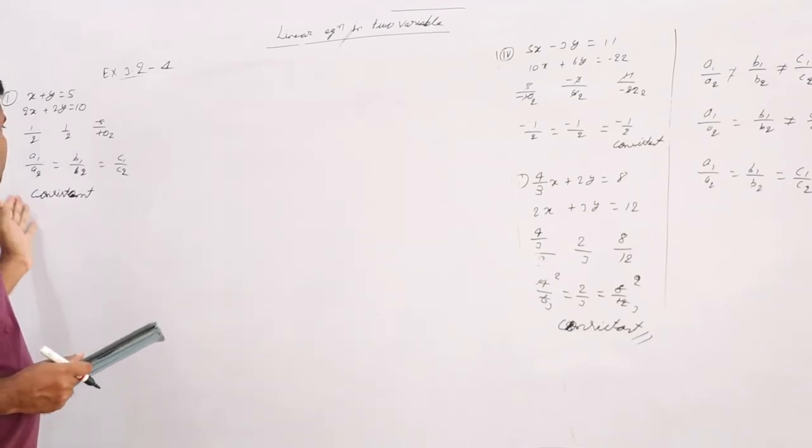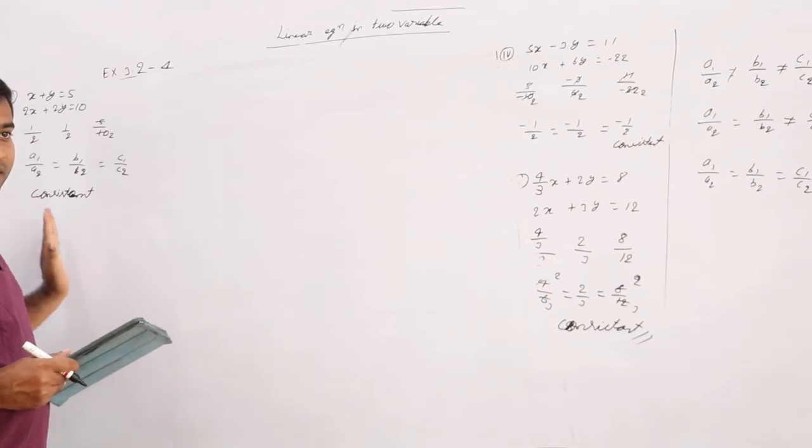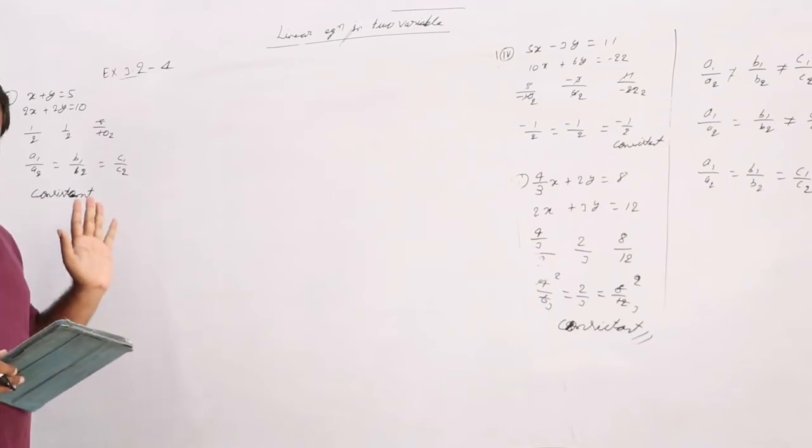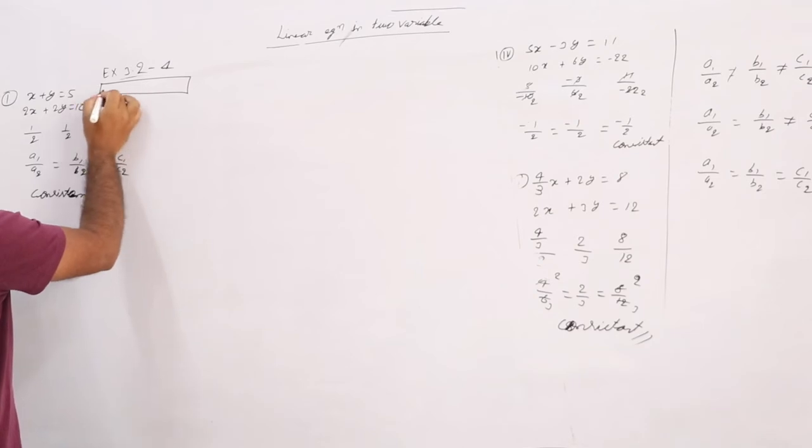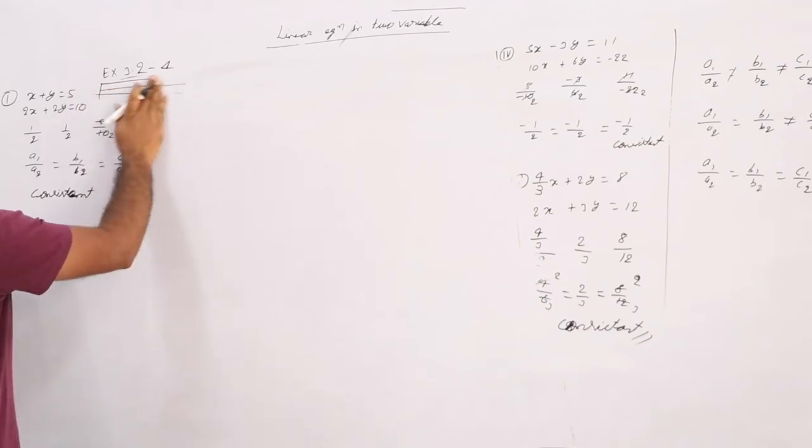Consistent. Correct. The solution is consistent. If the solution is consistent, you should find it by graph. Correct? So find the table for the first one. I am writing it small. This much small, not visible, right?